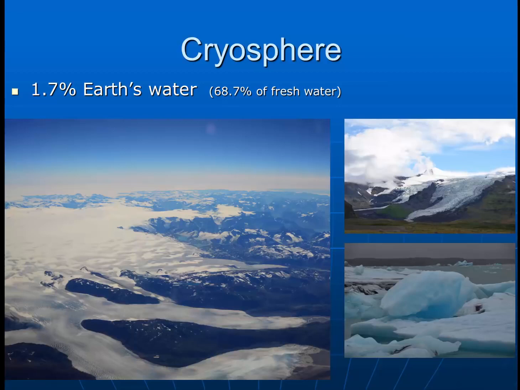This image on the left is the southern end of the Greenland ice sheet as viewed from an airplane. Greenland contains 10% of the ice on the planet, while 90% is down in the Antarctic ice sheet. The images on the right are from Vatnajökull in Iceland. These are parts of the third largest piece of ice on the planet.